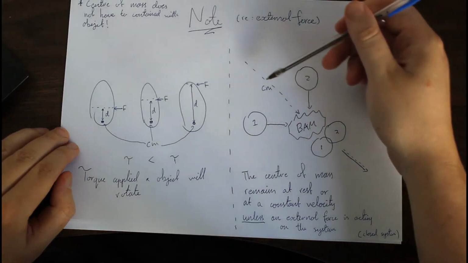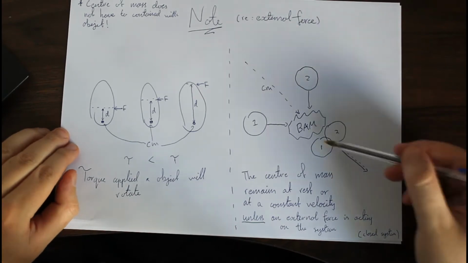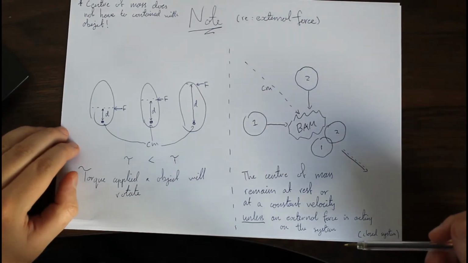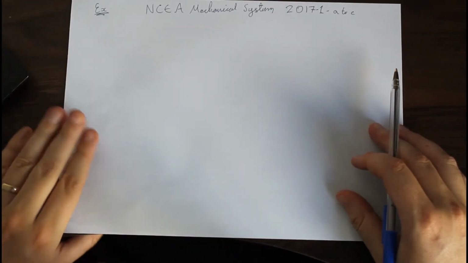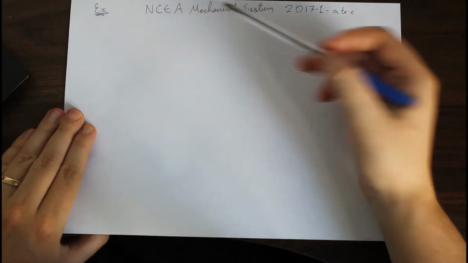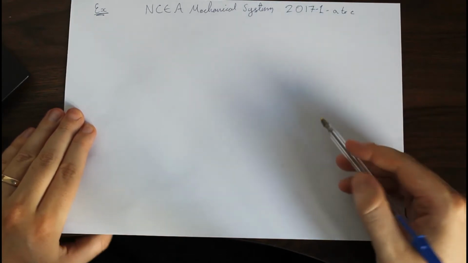If the centre of mass is moving at a velocity, it will maintain that velocity unless you apply an external force. Okay, cool. So we are going to have a crack at an exam question. The example we're going to use today is NCEA Mechanical Systems exam 2017 question 1 A to C.